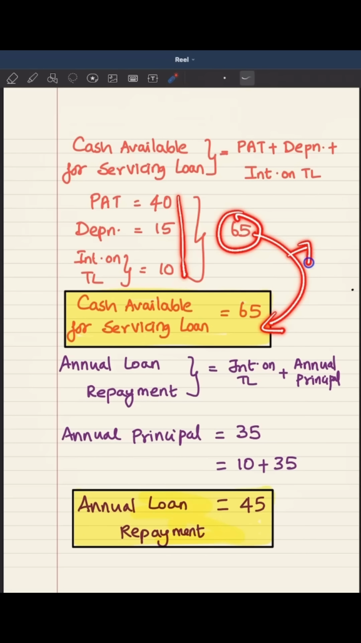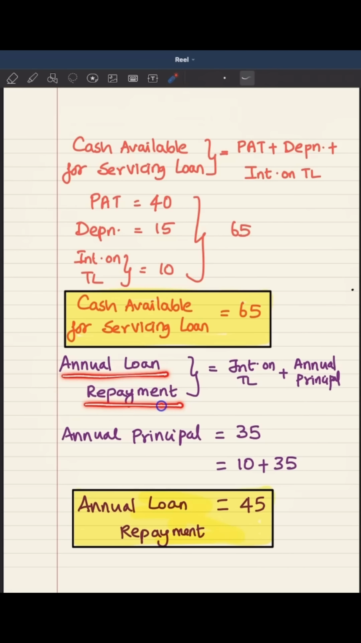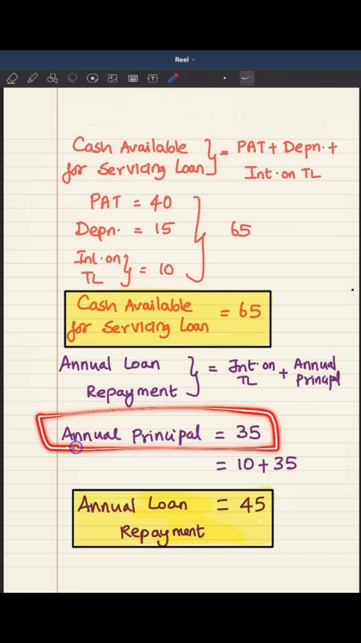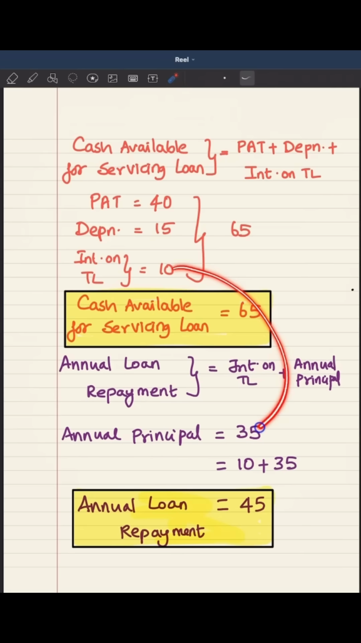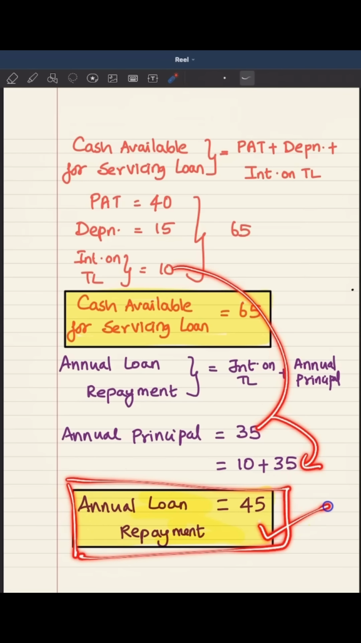I am doing this for 1 year. Like this, it will be calculated for each and every year for the term loan period. Next, let us also calculate what is the annual loan repayment, which is basically sum of interest on term loan, that is both existing and proposed, plus annual principal repayment. Here already we know what is the interest on term loan, which is 10. Annual principal repayment, I am giving you the information 35. So 10 plus 35, you get annual loan repayment as 45.